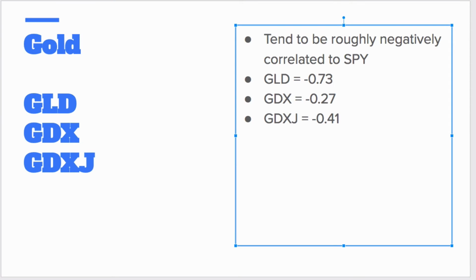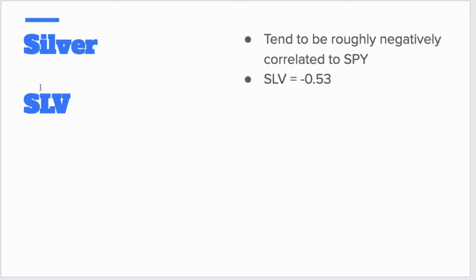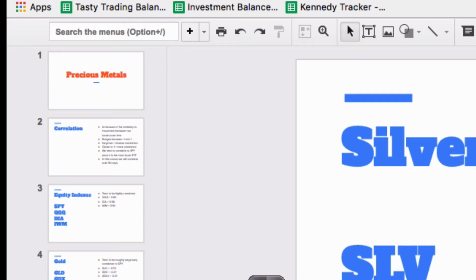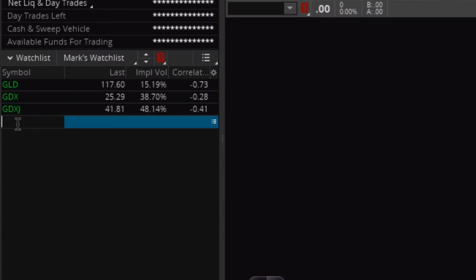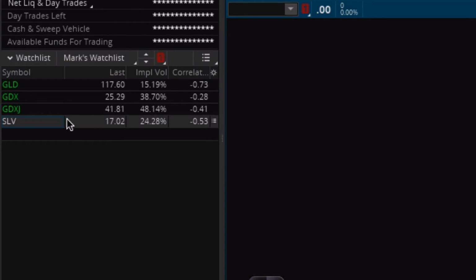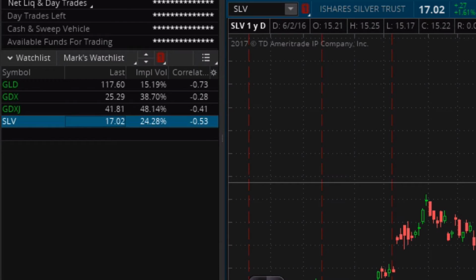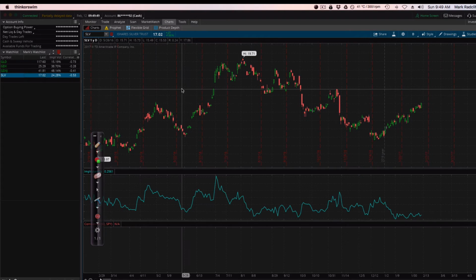Next, silver, SLV. So let's put that in our watch list. So go to Thinkorswim, click in that little box, SLV, enter. What do we got here? 25% implied volatility, negative 0.5 correlation. Let's take a look at the chart. SLV. Yeah, so it's not particularly correlated with SPY, which is good.